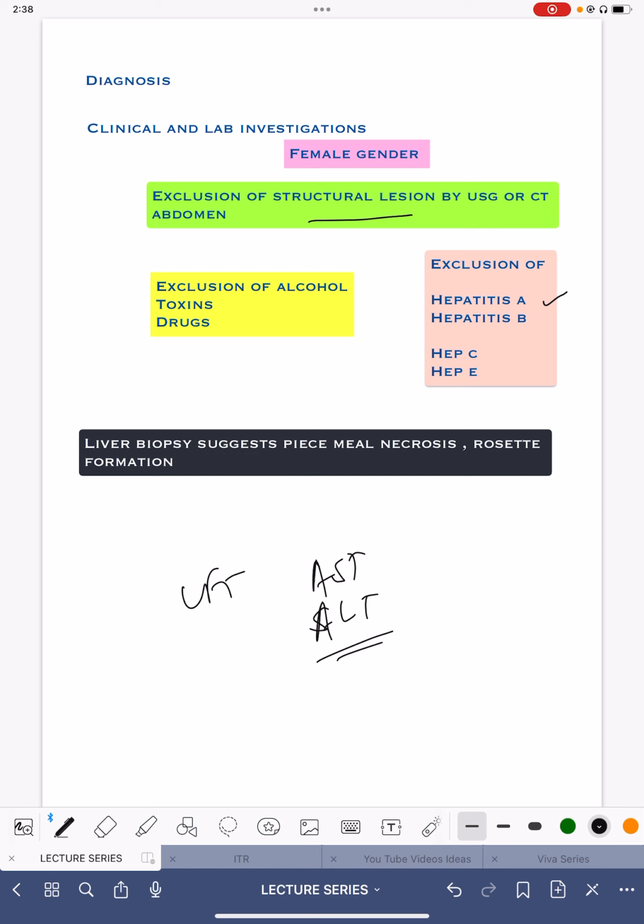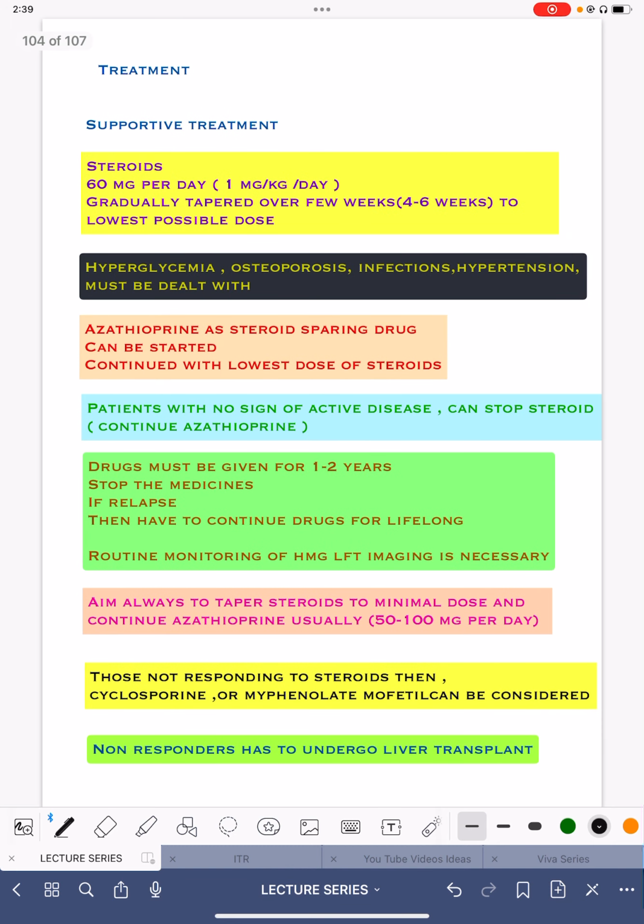The confirmed diagnosis can be made only on liver biopsy, which usually shows piecemeal necrosis, and the presence of rosette formation highly suggests autoimmune hepatitis. Now, how do we treat it? Treatment is pretty straightforward. Supportive treatment has to be given.